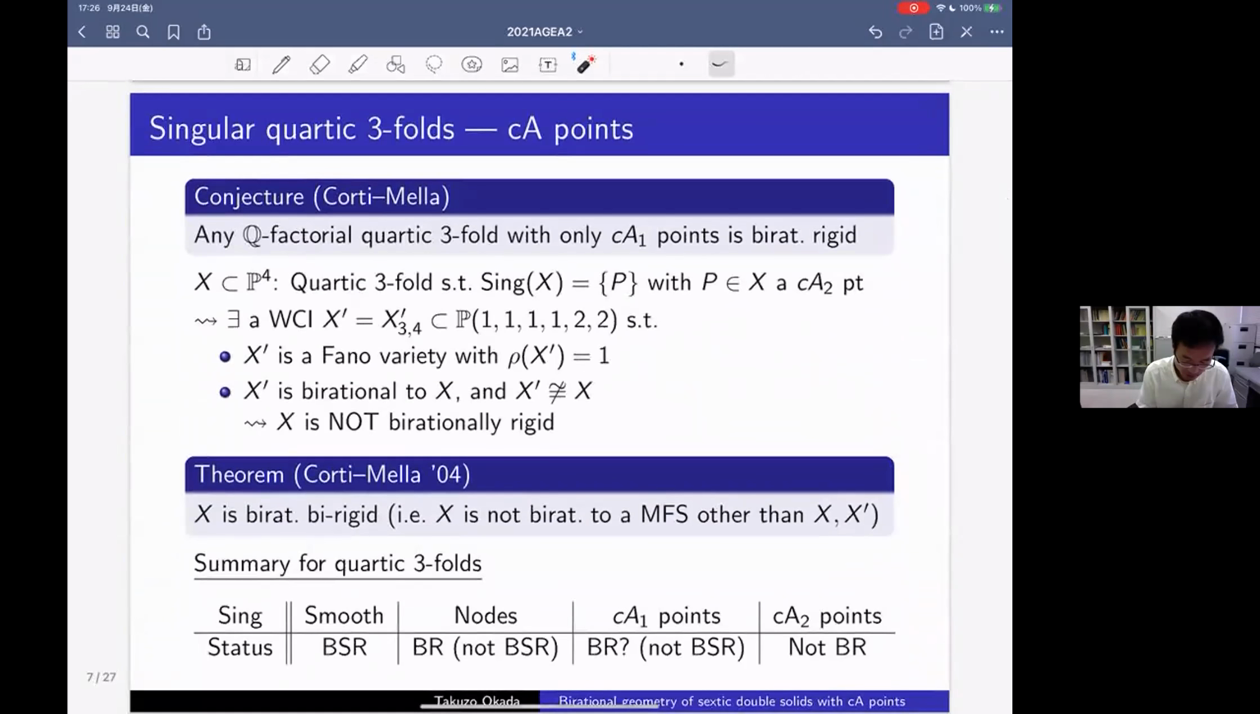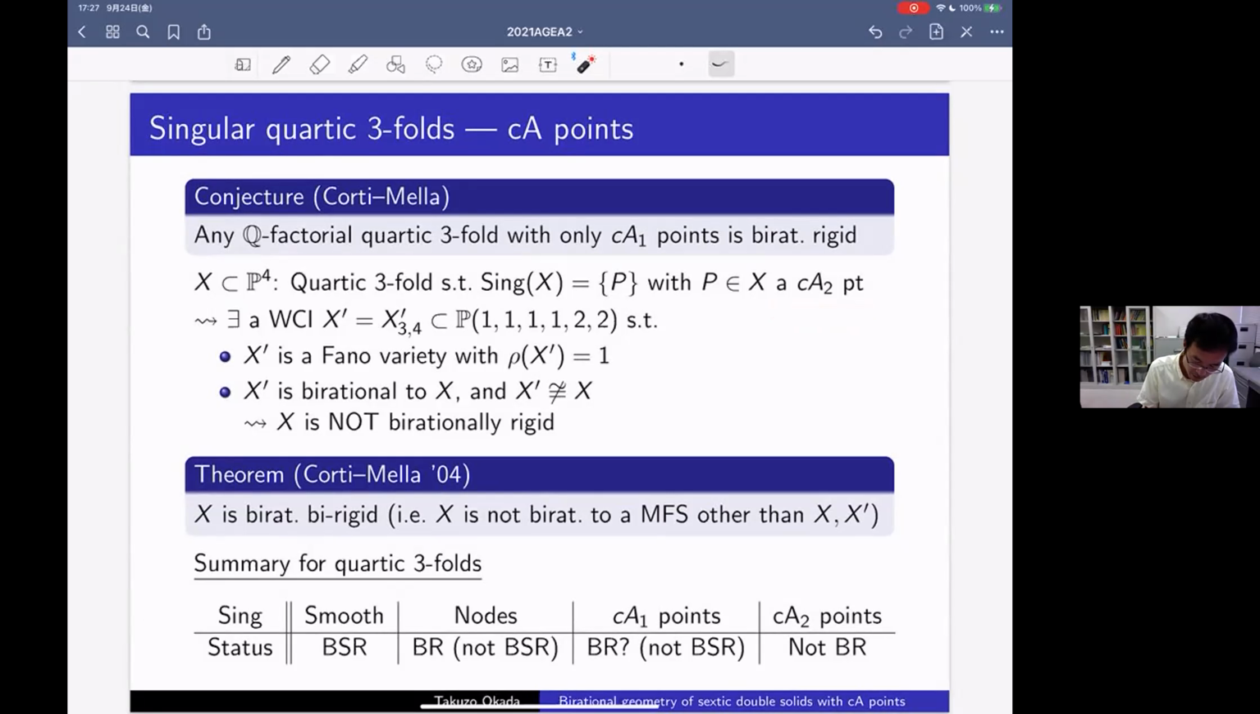Okay, so let's consider singular quadratic threefolds with CA points. Firstly, it is not proved, but it is conjectured that any Q-factorial quadratic threefold with only CA1 points is birationally rigid. This is not proved at all. And okay, so then consider a CA2 point.